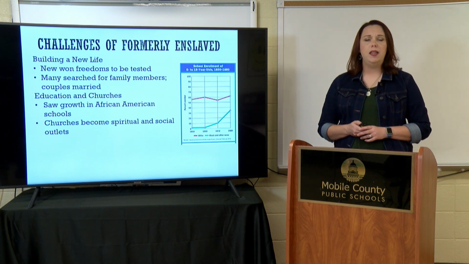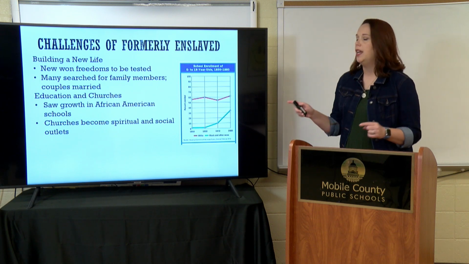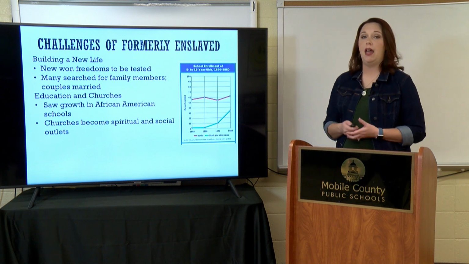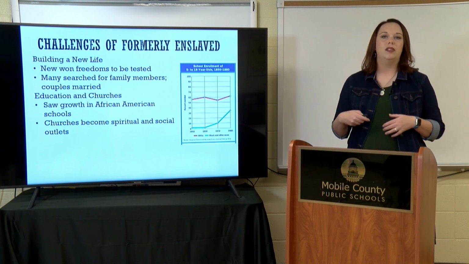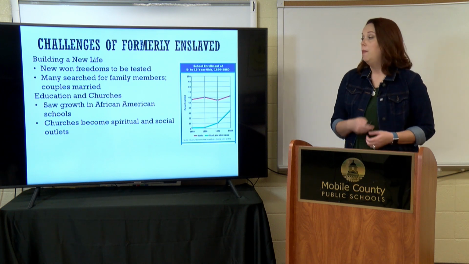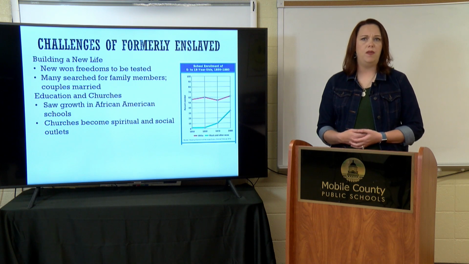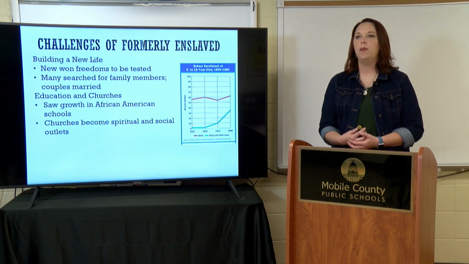So one of the big things that we're going to see at this point, in the late 1860s and early 1870s, is a growth in African American schools. Not only are we going to see a growth in these schools, but we're also going to see a growth in churches. Even before the Civil War, African American churches started forming. You guys talked about the AME churches earlier in the semester. These churches are going to grow exponentially during this time period now that these individuals have the rights and the freedom to actually practice their religion the way that they want to.